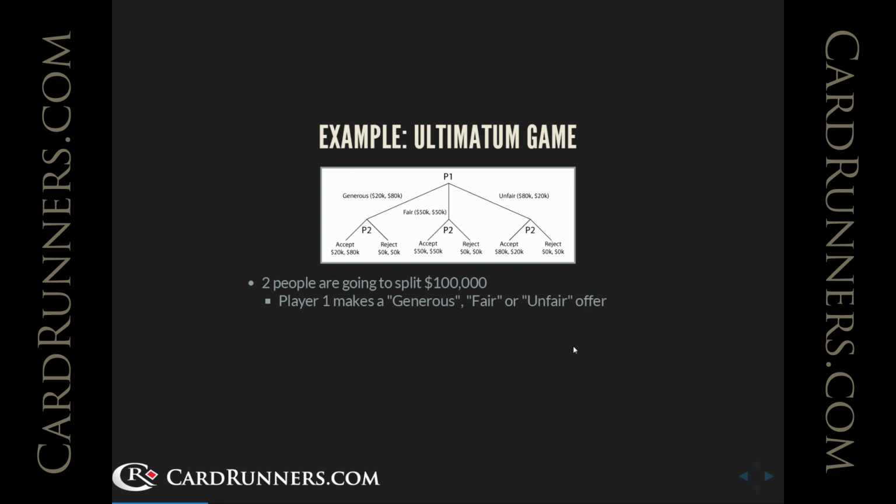And after observing any of those offers, player 2 can accept or reject. That's all these no's down here. And rejecting gives both players 0. So a path through this tree is: player 1 offers a fair offer, player 2 accepts it, they both get 50K. That's an outcome.